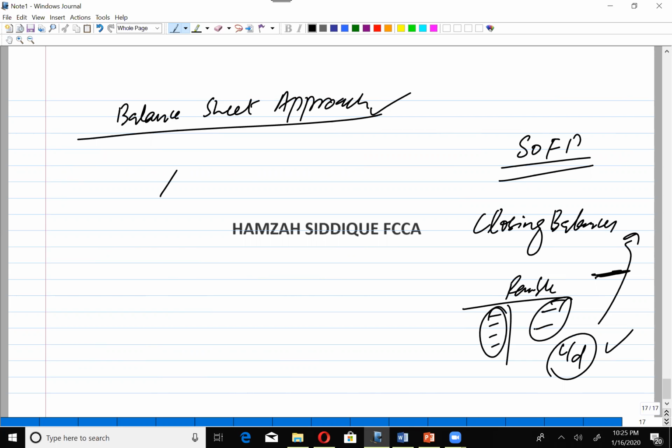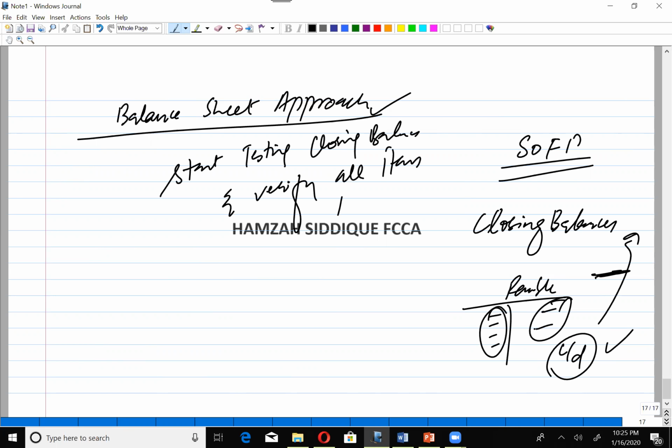This approach says that start testing closing balances and verify all items that affect these balances. All those items which are verified, so the transactions will automatically be verified. We know that even the profit and loss statement is closed over here, so that will also be verified. Everything will be verified. This is called balance sheet approach.